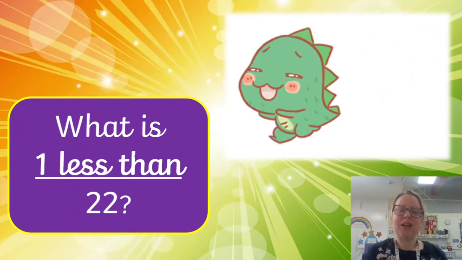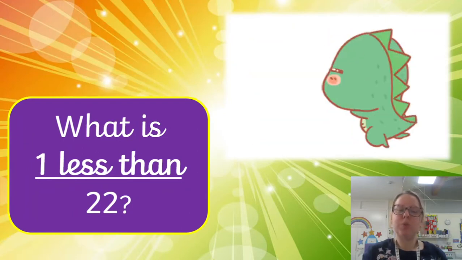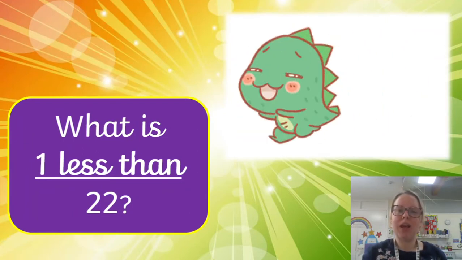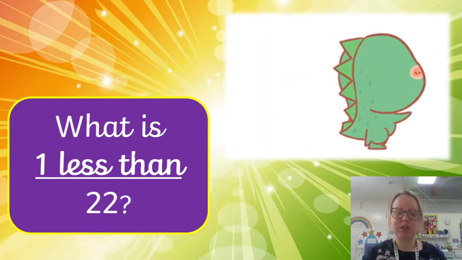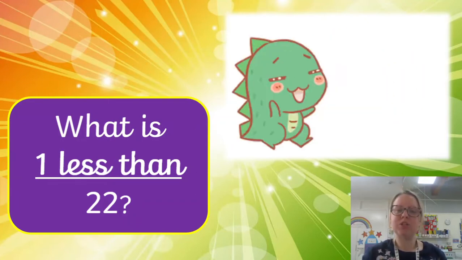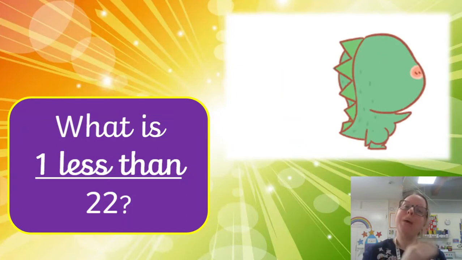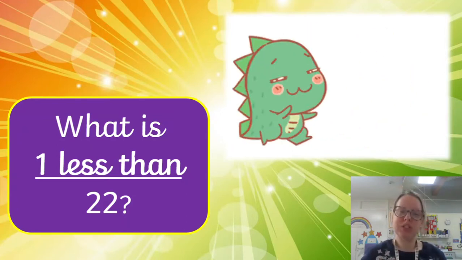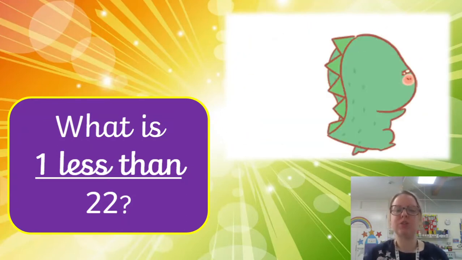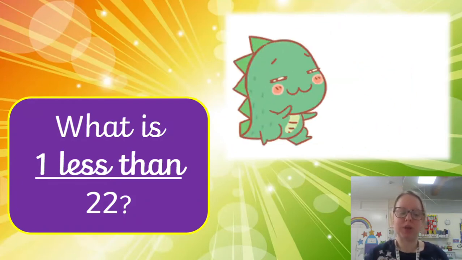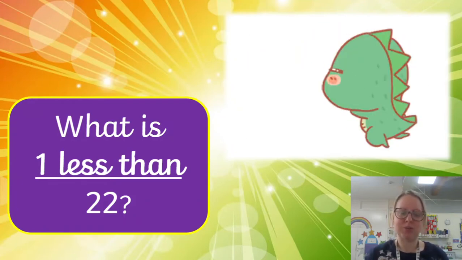Okay, now can you find what is 1 less than 22? So this time you need to do 1 jump back. So you need to find 22 on your 100 square and do 1 jump back to find 1 less. Can you write that number down for me?